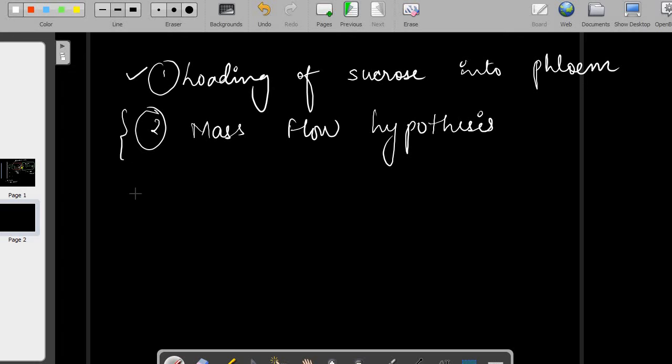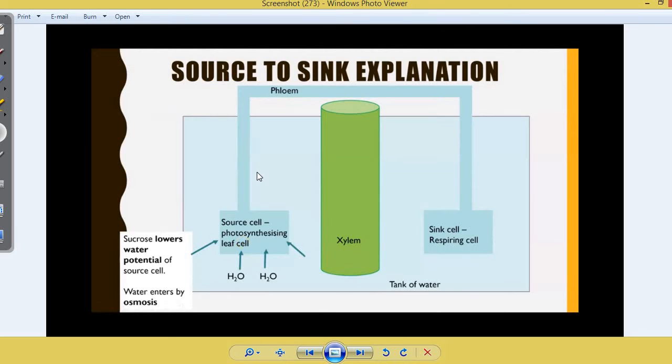Now what happens in the mass flow hypothesis? Before going into it, I would like to give you a short introduction using this model. The source cell is a photosynthesizing cell, so there the sucrose concentration is high. Since the sucrose is high over there, of course the water will be low. So water potential will be low inside the mesophyll cell. So what happens is the water outside, where the tank water is present, will start entering inside the sucrose.